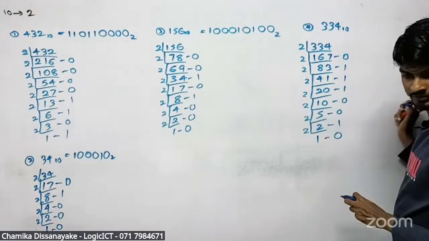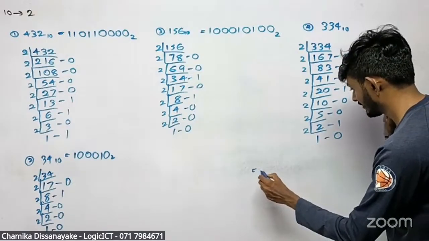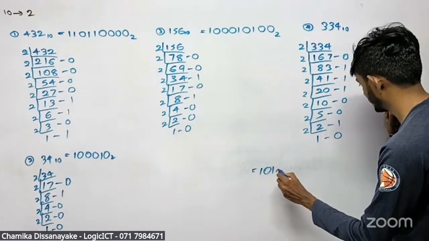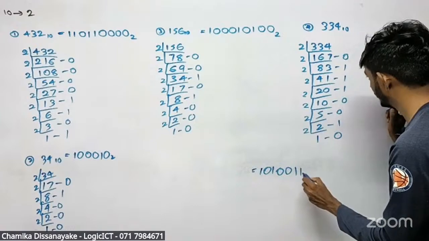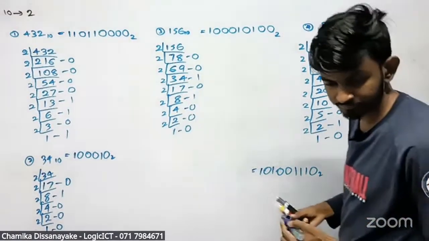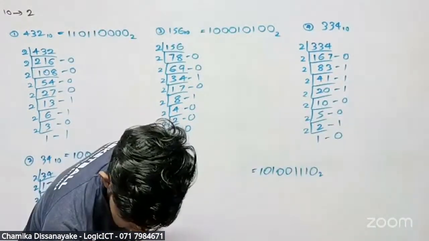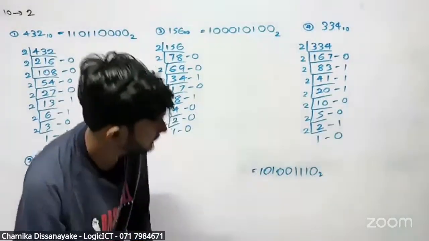So what will be the answer? I will write the answer below. 1 0 1 0 0 1 1 1 0. This is the answer. Is it okay? Tell me, both of you guys. Are all the answers correct?